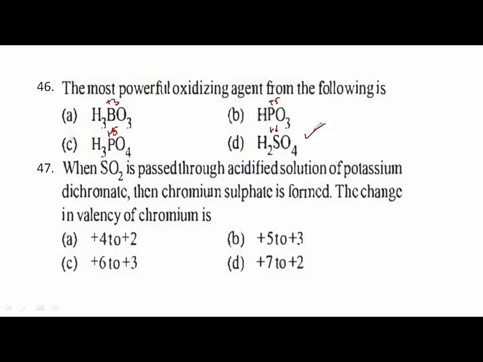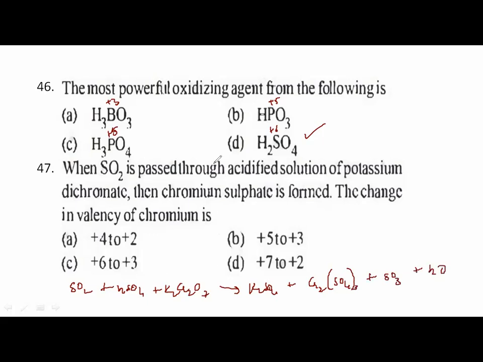If the charge on the atom is more, then it will be a strong oxidizing agent. When sulfur dioxide is passed through acidified solution of potassium dichromate, SO2, acidified meaning H2SO4, plus K2Cr2O7, it forms K2SO4 plus Cr2(SO4)3 plus SO3 plus H2O.